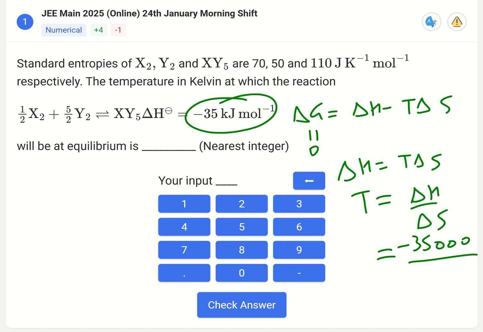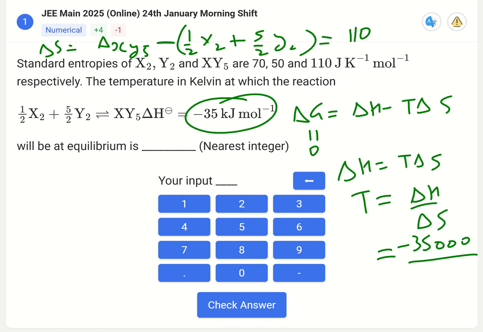Now let us calculate delta S. Delta S we can calculate as the entropy of XY5 minus 1 by 2 X2 plus 5 by 2 Y2. Just put in the values. 110 minus 1 by 2 into 70 plus 5 by 2 into 50. So it will become 110 minus 35 minus 125. So it will be 160. 110 minus 160 is minus 50.